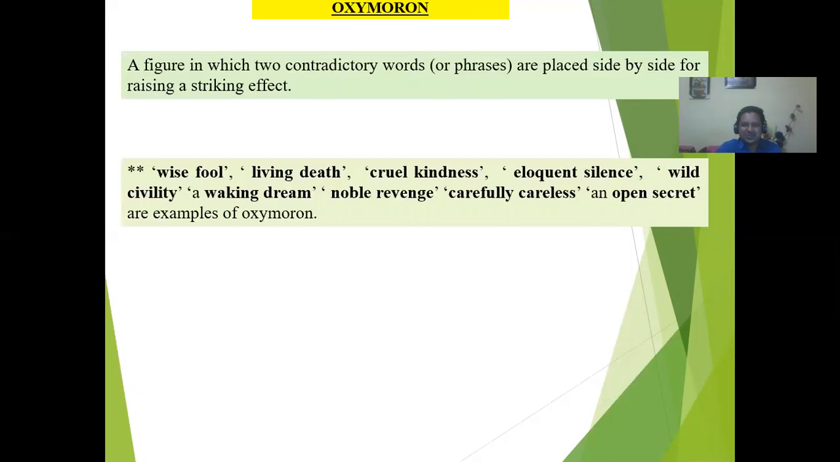You see, wise fool, living dead, cruel kindness, eloquent silence, wild civility, a waking dream, noble revenge, carefully careless, and open secret. Wise fool: how can a man be wise and a fool at the same time? How can a man be alive and dead at the same time? Wise fool, living dead, cruel kindness: how can kindness be cruel? So two words are placed side by side, and these words are used for raising a striking effect.